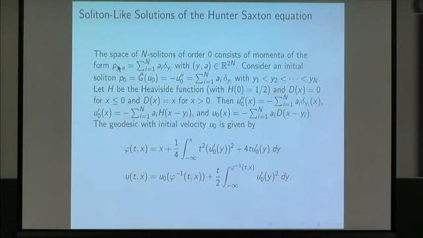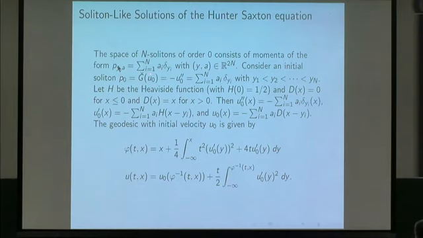So what are the soliton-like solutions here? The space of n solitons of order 0: we look at momenta of the form delta distribution at point yi multiplied with a constant, where ya is in R2n. So we look at an initial soliton. The soliton P0 is the inertia operator applied to U0.